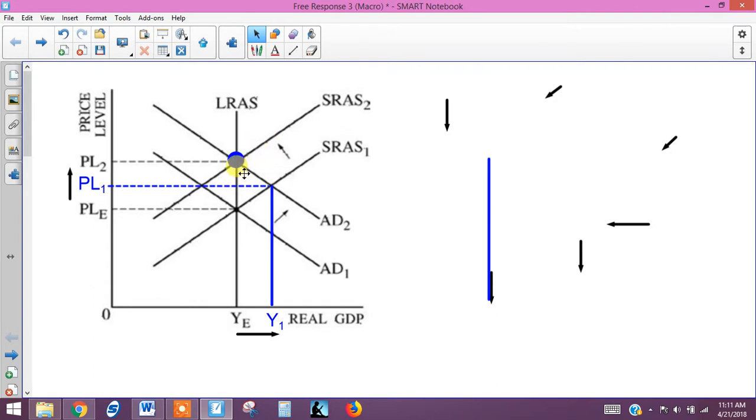So just to do a quick review, we started here. We had a shift in the aggregate demand curve to the right. We had a movement along the short run aggregate supply 1, so we ended up going from here to here. Then we had a shift in the aggregate supply to the left and a movement along AD2, where we went back from here to here. So we ended up at the same level of output at a new long-run equilibrium, but at a much higher price level.